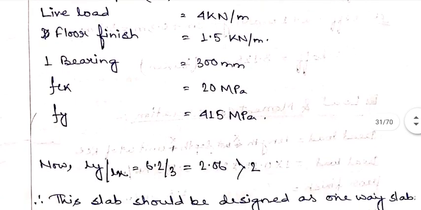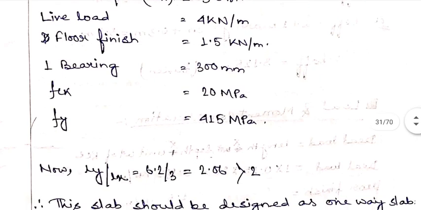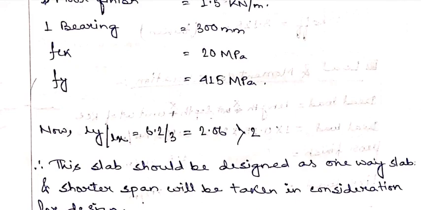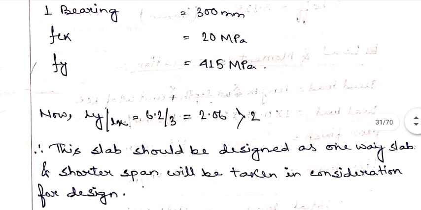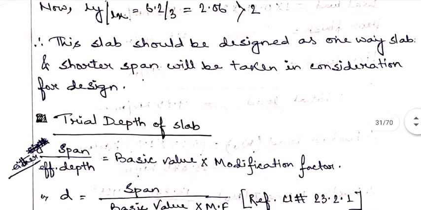Next we have to decide whether the slab is one way or two way. For that we have to check the ratio Ly by Lx, that is equal to 6.2 by 3, that is equal to 2.06. So this is greater than 2, and as per the condition this slab should be designed as a one-way slab, and the shorter span will be taken into consideration for design. So along the shorter span we have to provide the main reinforcement. Okay, so let's start the design.